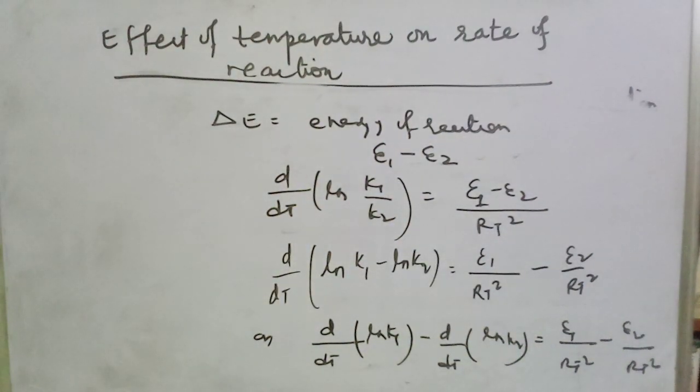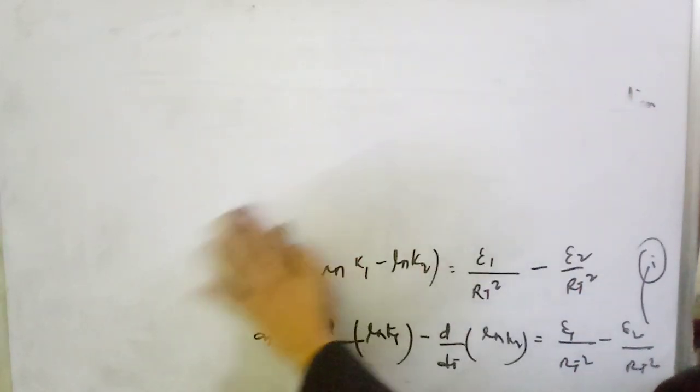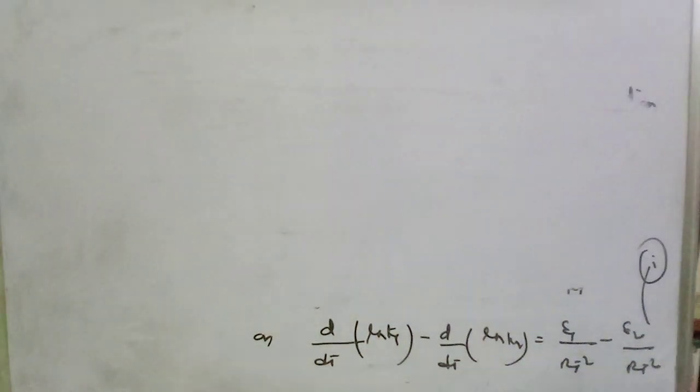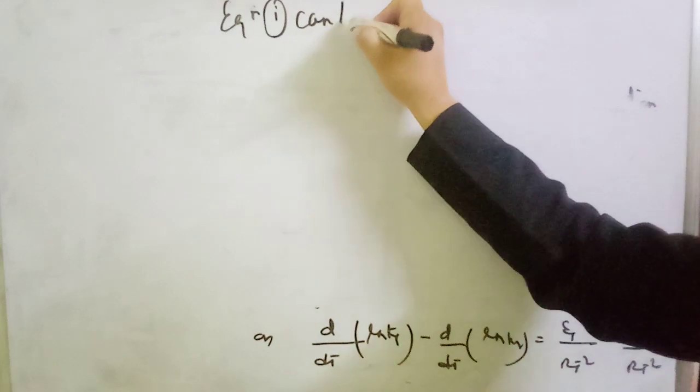Okay, so up to this you can get this equation: d by dt ln K1 minus d by dt ln K2 equals E1 by RT square minus E2 by RT square. I think up to here there is no problem. It is just simplification. Let us say this is equation 1. Now we simplify this equation into more terms. Equation 1 can now be split.